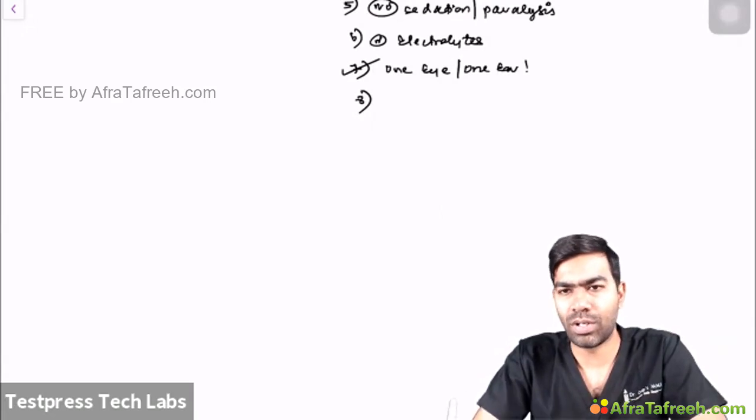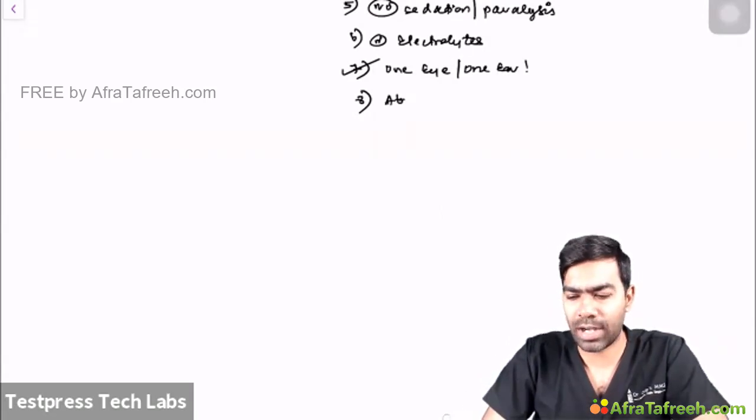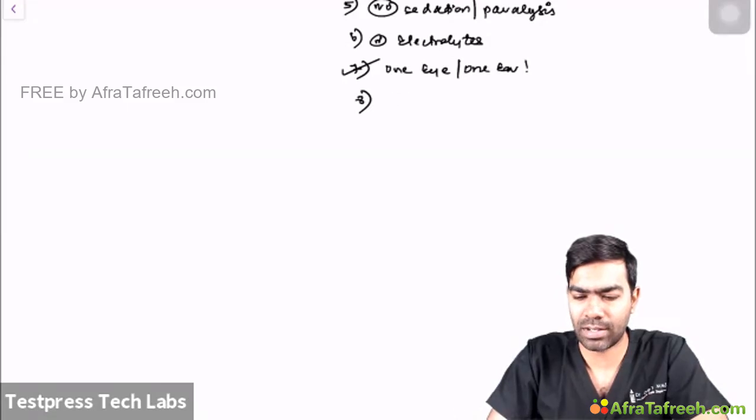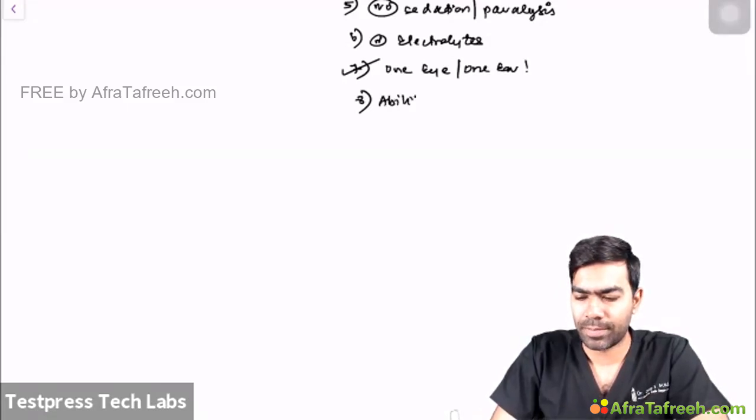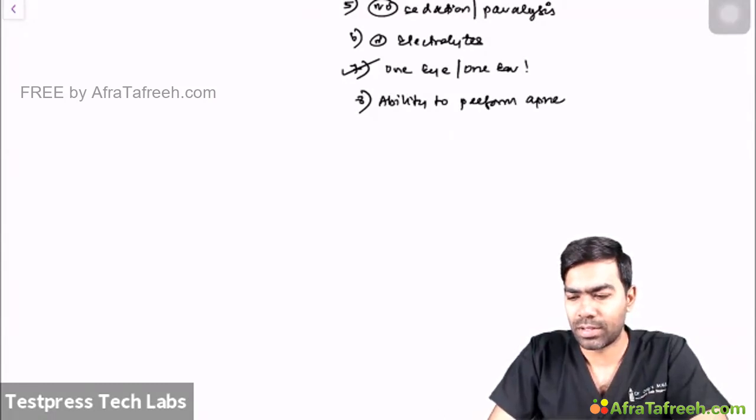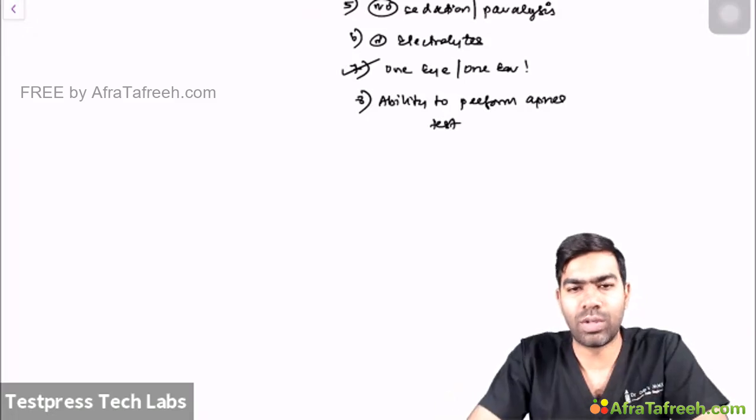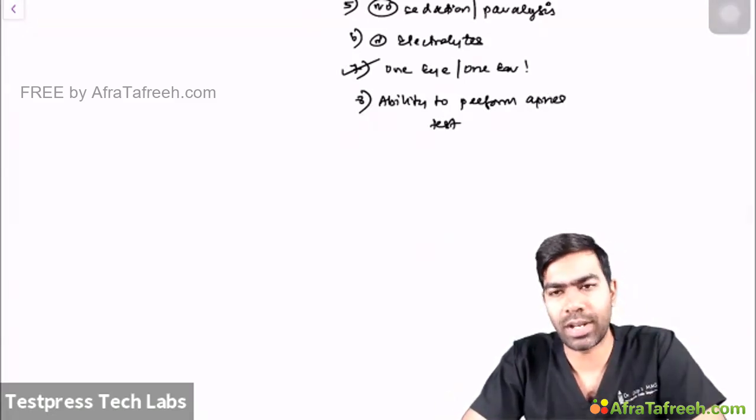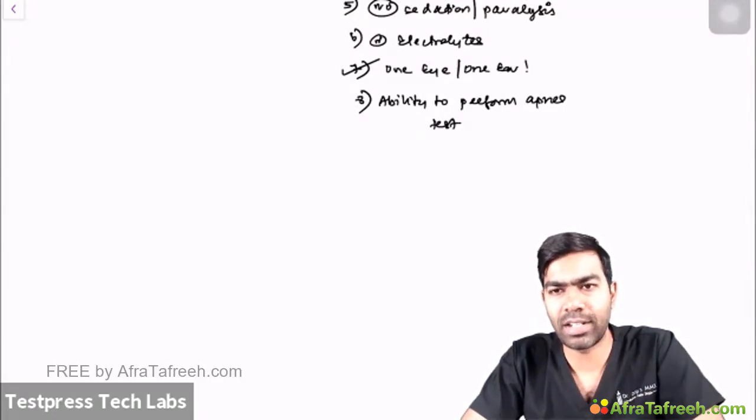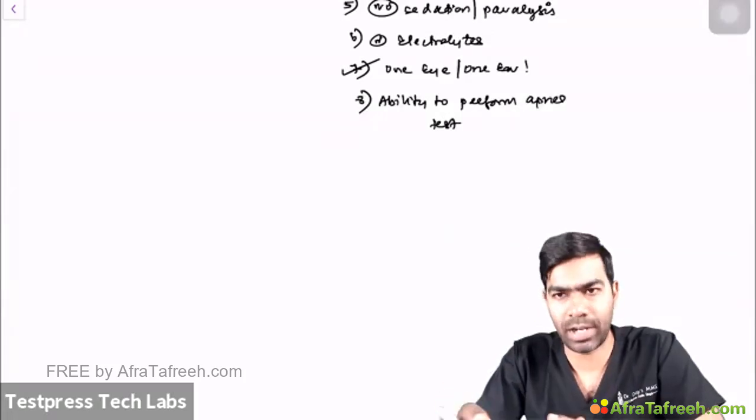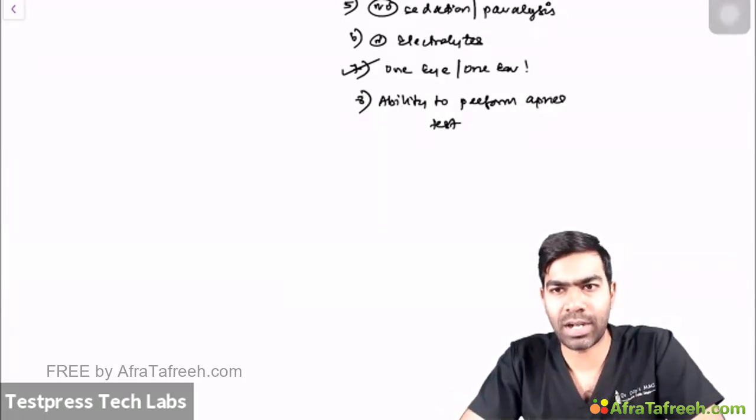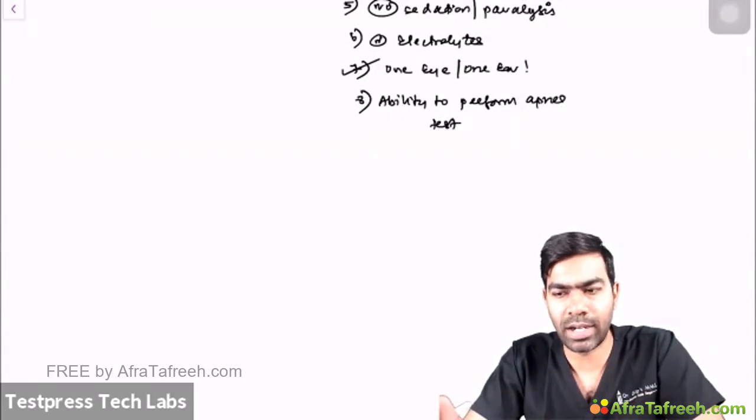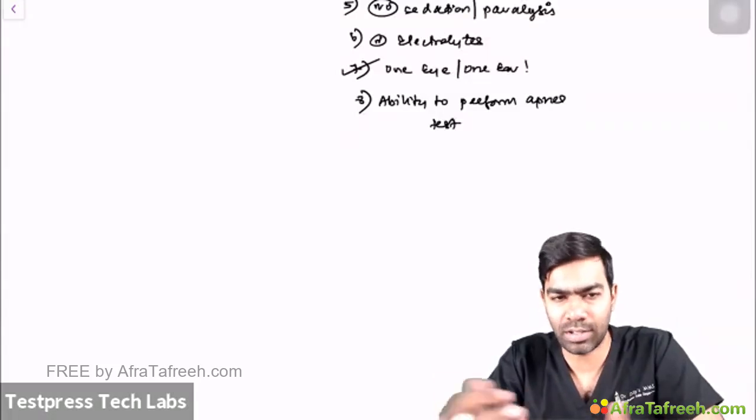Then the patient should be able to go for an apnea test. So, ability to perform the apnea test, in the sense that throughout the apnea test, the patient should not go into severe hypoxia, which means PaO2 should be at least more than 60, or saturation should be maintained at more than 88% throughout the apnea test. So if at any time during the apnea test the patient goes into hypoxia, then I cannot declare the patient brain dead. So the ability to go through the apnea test is also important.